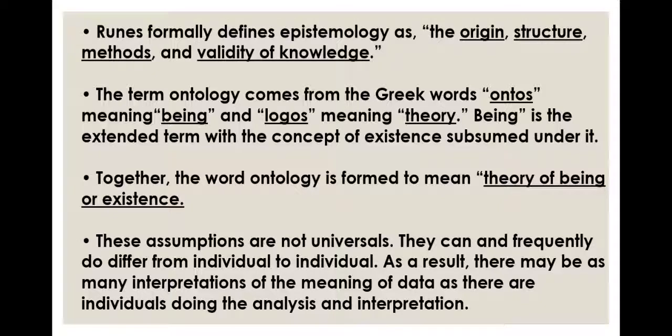Runes formally defines epistemology as the origin, structure, methods, and validity of knowledge. So, the term ontology comes from the Greek word ontos, meaning being, and logos, meaning theory. Being is the extended term with the concept of existence subsumed under it. Together, the word ontology is formed to mean theory of being or existence.